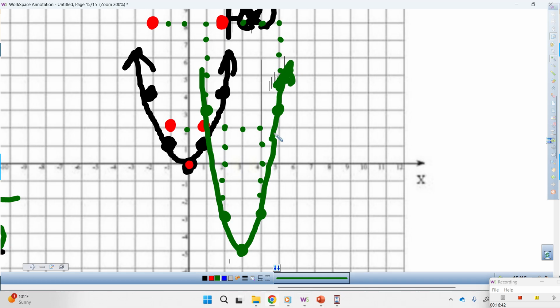Arrows at the end. And we label that what? G of x. That's our final transformation.